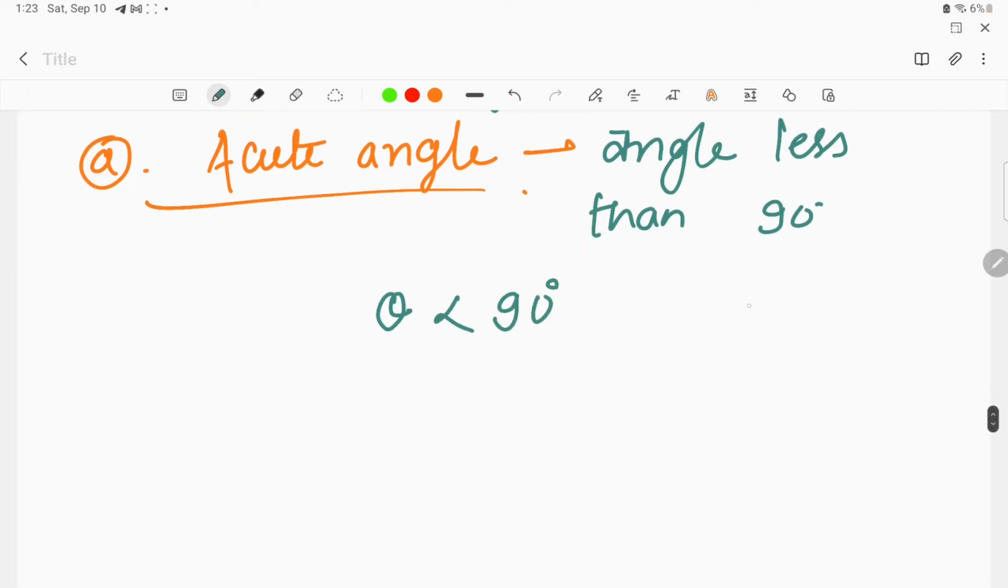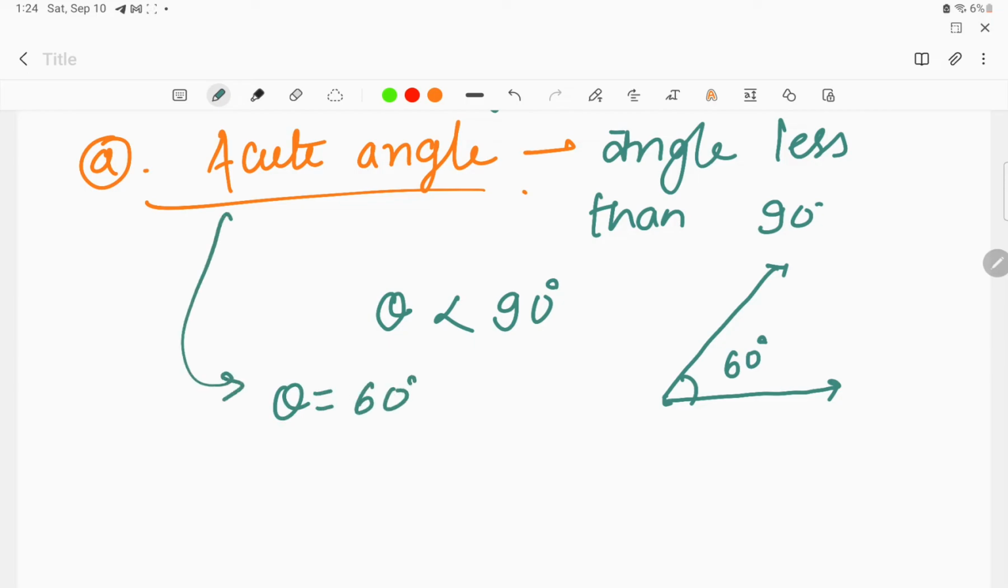Now diagrammatically we can represent it like this. For example, this is 60 degrees. So this is called an acute angle. Here theta equals 60 degrees, and this is called an acute angle. As we know, this is the 90 degree.